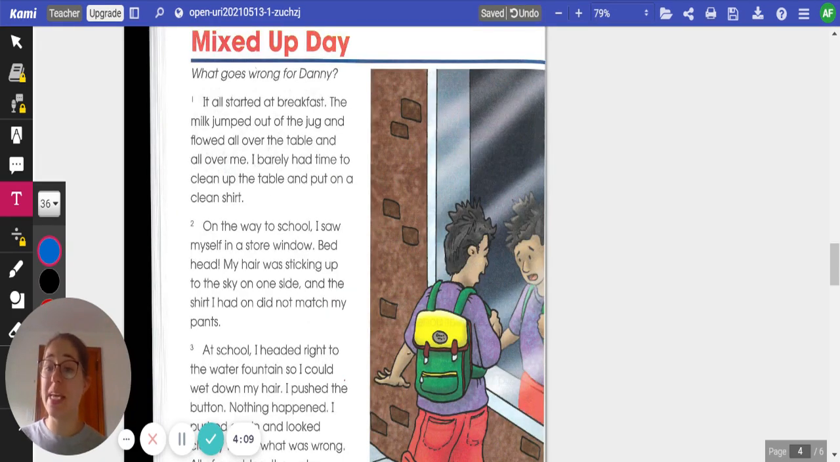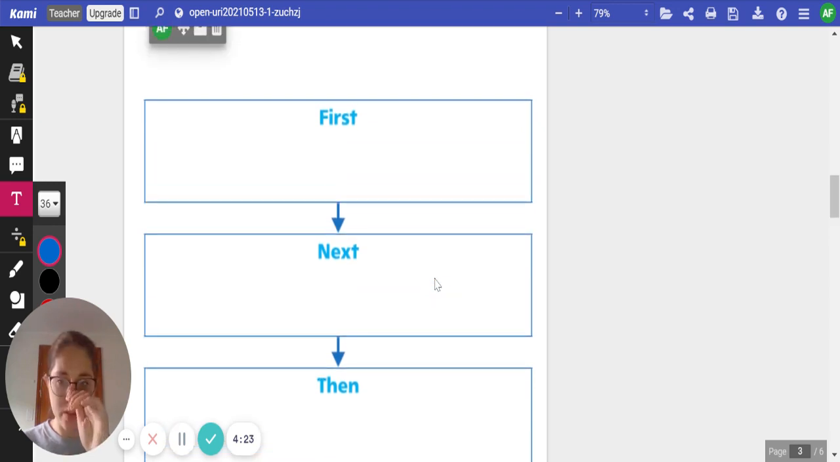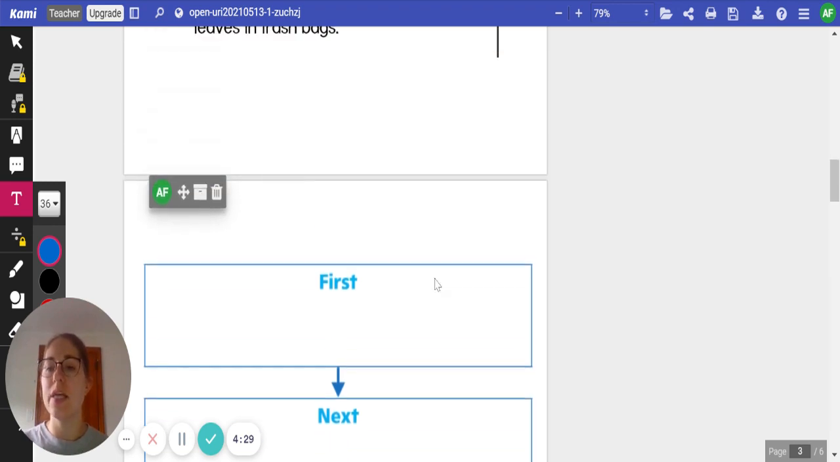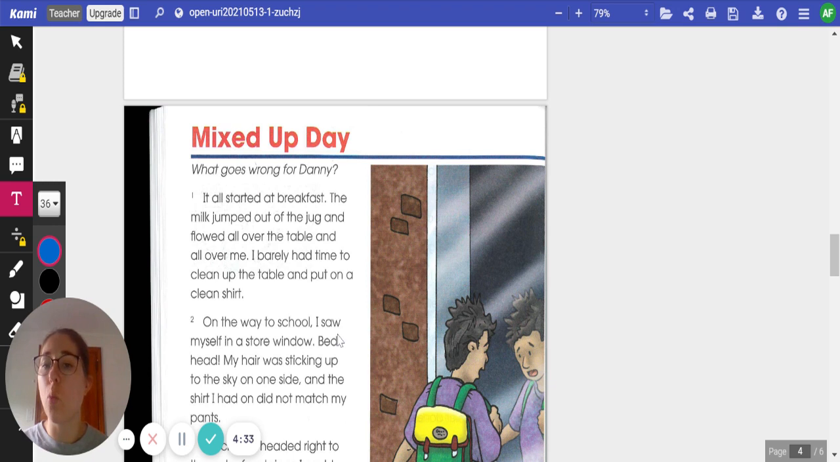Danny had a pretty mixed up day, right? We're going to go through our graphic organizer and put those events in order and look at the sequencing of the story. What we're going to fill in is the square that says first. So let's think about the first thing that happened to Danny. Let me reread paragraph 1.